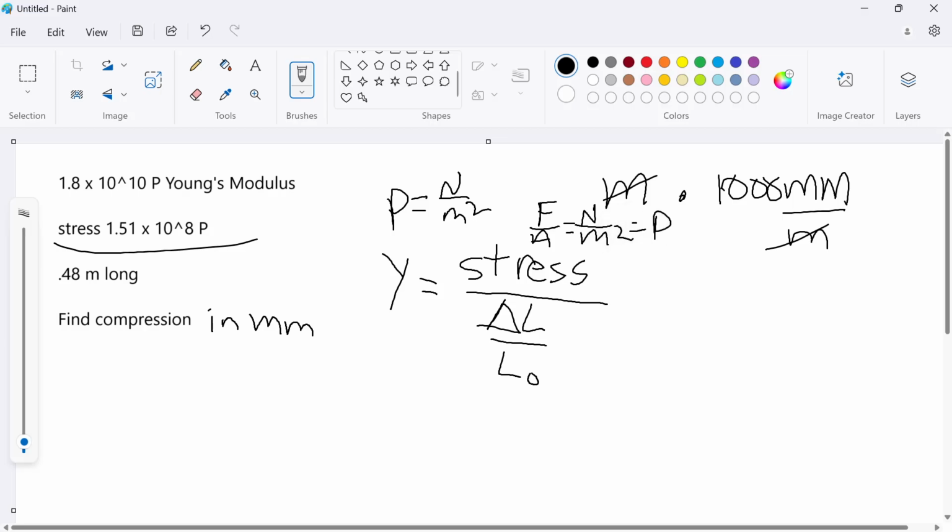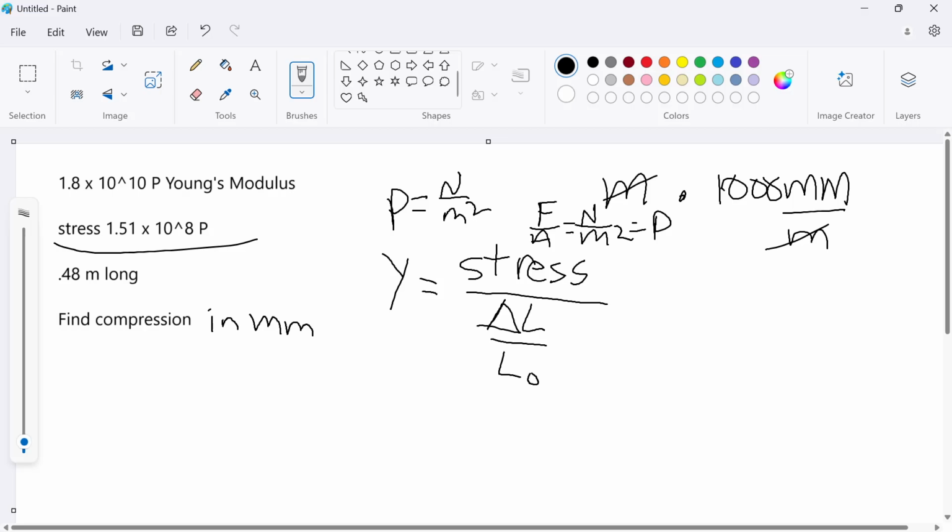So in other words, when you're using pascals, make sure you express your lengths in meters. And then whatever the question asks you to convert to, if it wants it in millimeters, you multiply, not divide, by 1,000. If it wants it in centimeters, you multiply by 100.